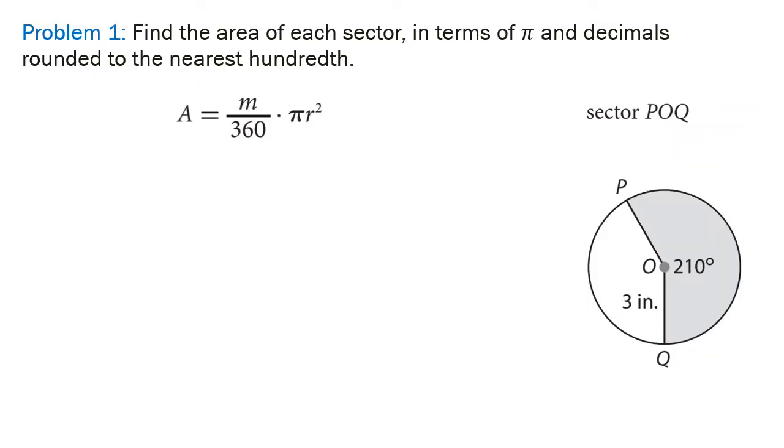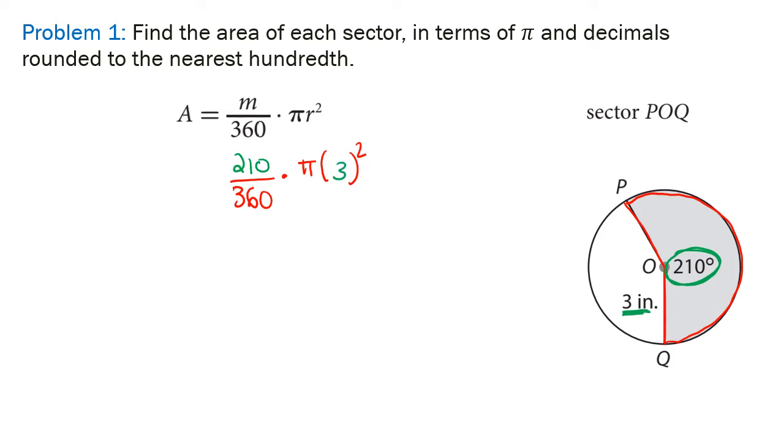All right, problem 1. Find the area of each sector in terms of pi and the decimals rounded to the nearest hundredth. So we are trying to find this sector's area. We're going to use our formula we saw on the last slide. The m is representing the degrees for that sector. So 210 will be our m over 360 times pi times our radius squared. Our radius in this problem is 3.